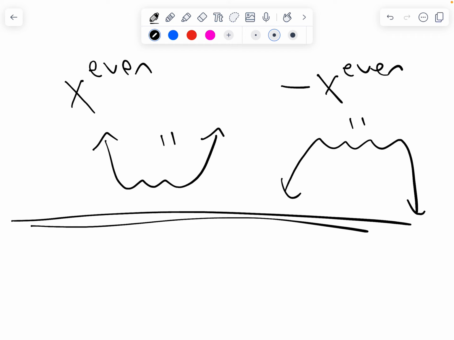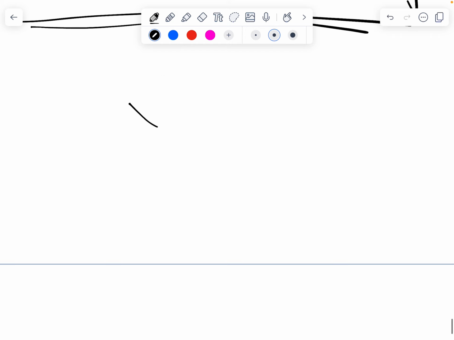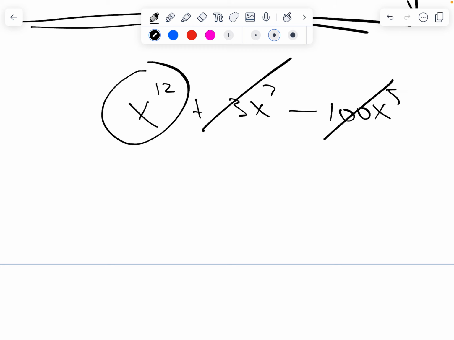Okay, so those are even powers. Anything, and it doesn't matter, again, what follows it. So as long as it's x to the 12th plus 3x to the 7th minus 100 x to the 5th, ignore all of those. X to the 12th is going to have some wiggles, but overall its end behavior is going to be a smiley face.